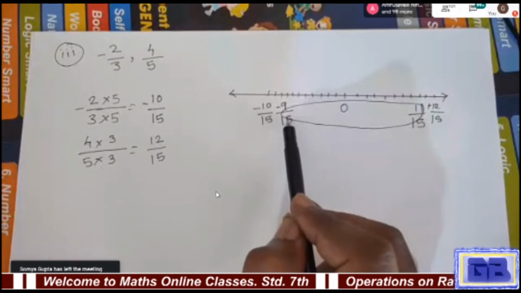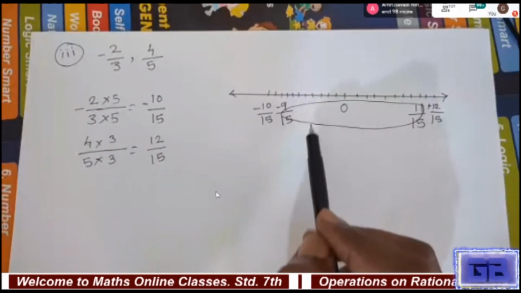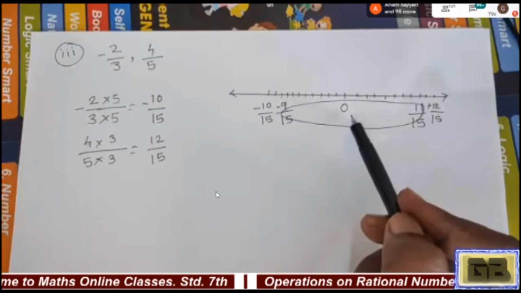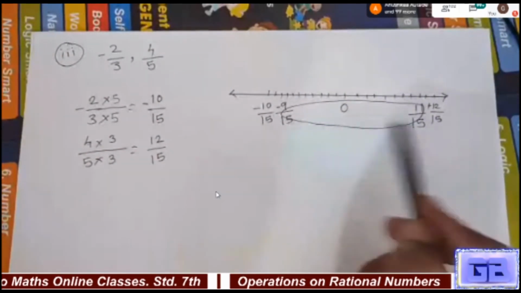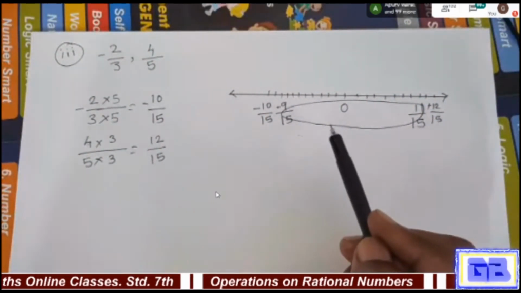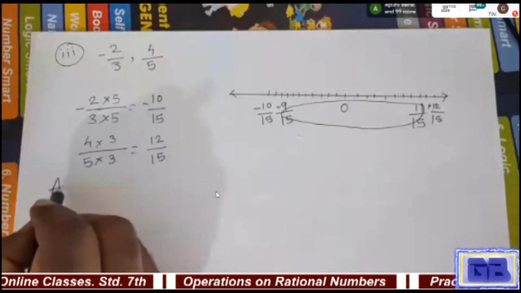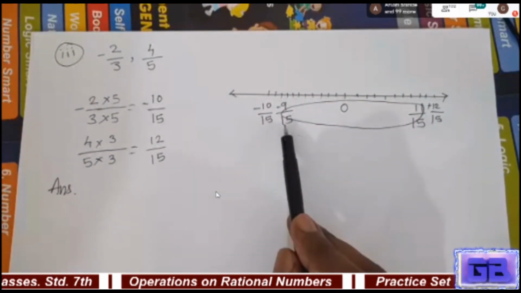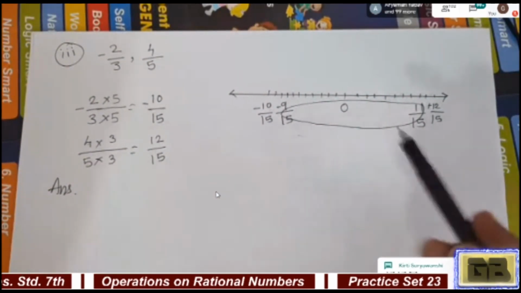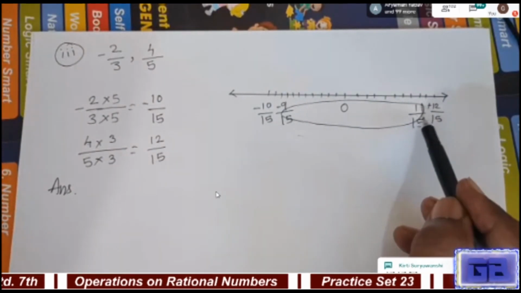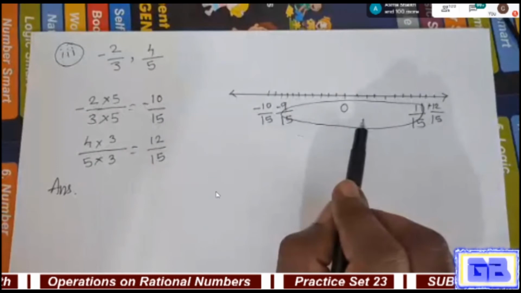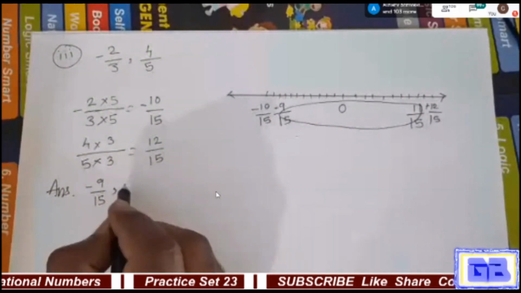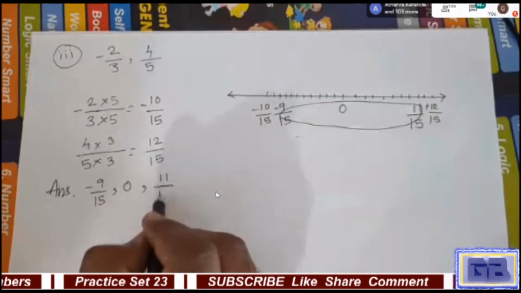So from negative 9 upon 15 to positive 11 upon 15, any number by your choice you can write. Yes, negative 9 upon 15, negative 8 upon 15, negative 7 upon 15. These 3 numbers also you can write, or even 0 also you can write, because it lies in between these 2 given numbers. So write down the answer. I will take here negative 9 upon 15, I will take here 0, and I will write here this positive 11 upon 15. But you can also write other numbers.